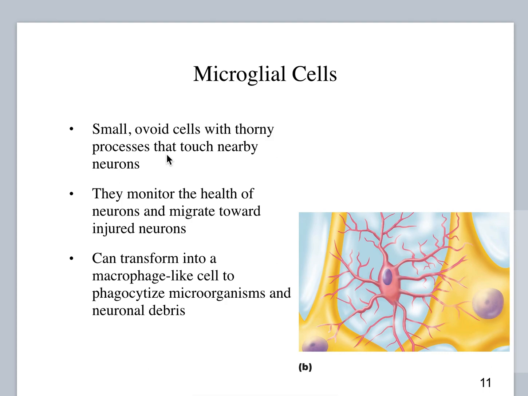Microglial cells are sort of the healthcare providers for the neurons. They monitor the health of the neurons and they migrate towards injured neurons. If needed, they can transform into macrophage-like cells to phagocytize microorganisms, bacteria, and pathogens, as well as debris from destructed or injured neurons.